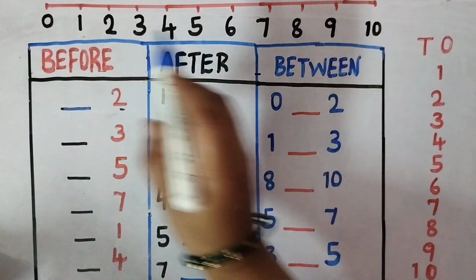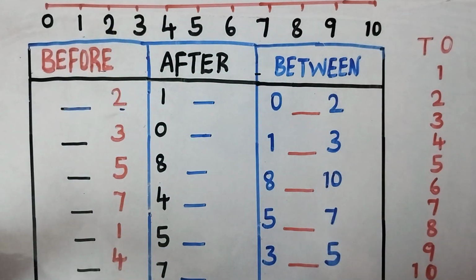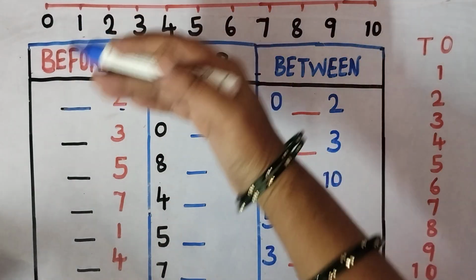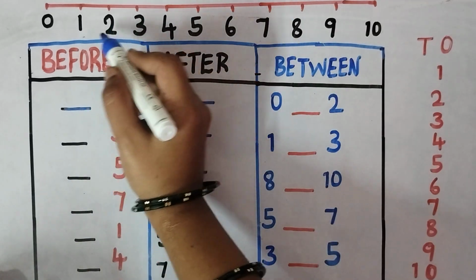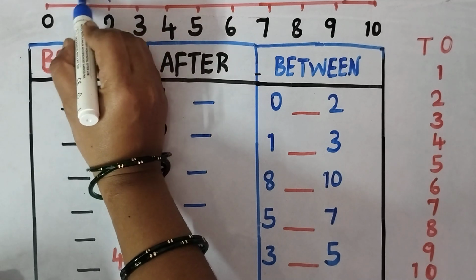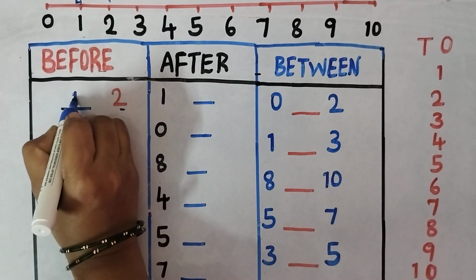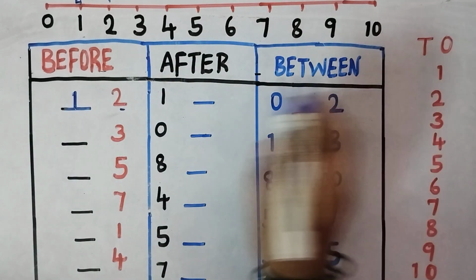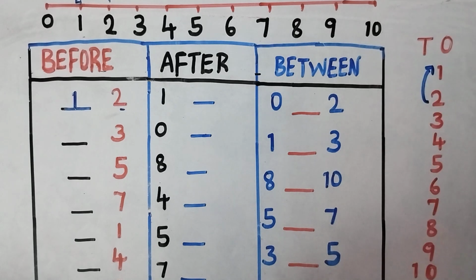So on the number line here is the 2. Before 2 means it is going up. Before 2, what comes here? That is 1. Yes, 1. Look here, going up from 2. Before 2 that is 1.